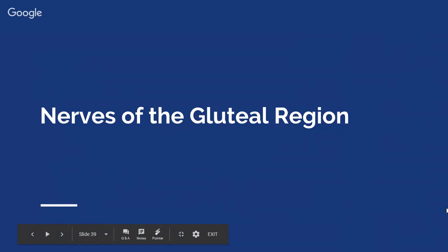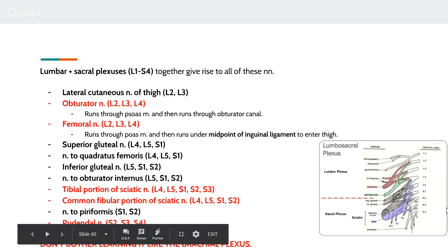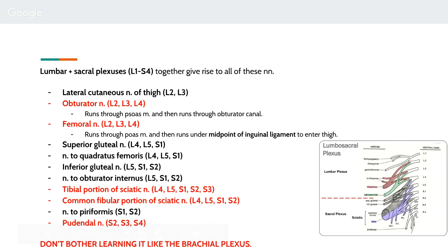Okay, nerves. The ones in red, I recommend knowing. It's not like the brachial plexus. They're not all accessible. If you are super keen, learn the spinal nerve roots. The obturator nerve and femoral nerve are pretty easy. They're the same thing, L2, 3, 4. And I'd reckon the pudendal nerve also, S2, 3, 4. But apart from that, just know what they innervate, I guess.